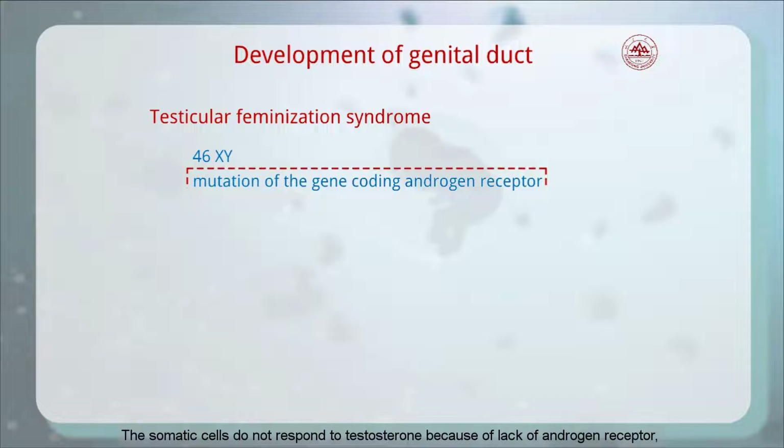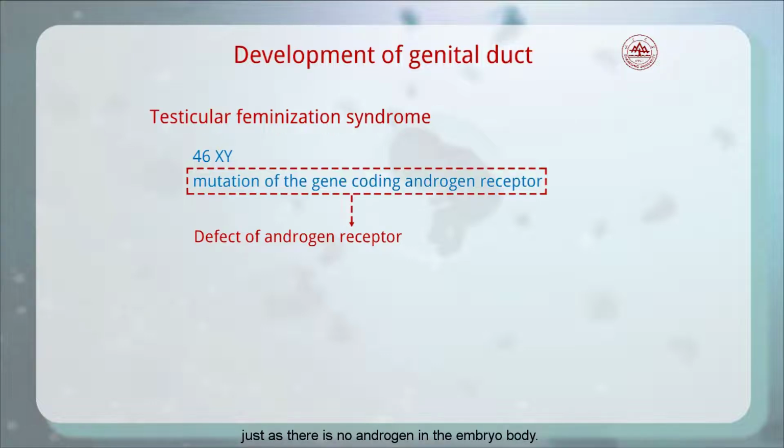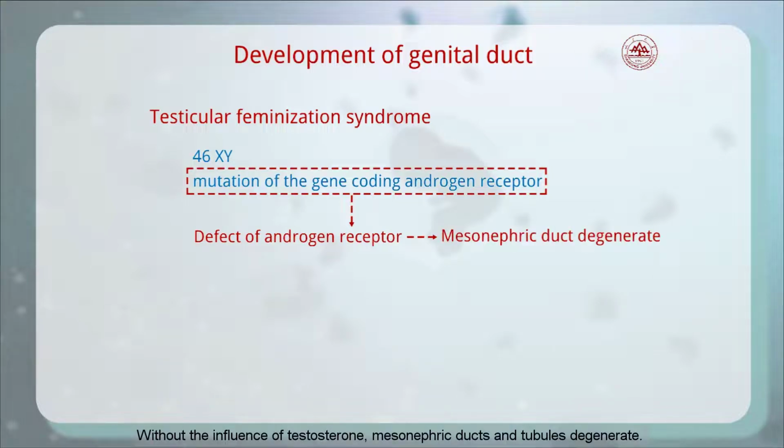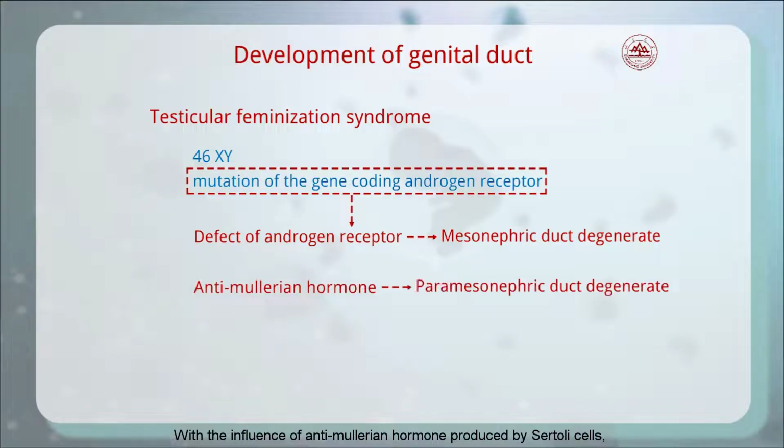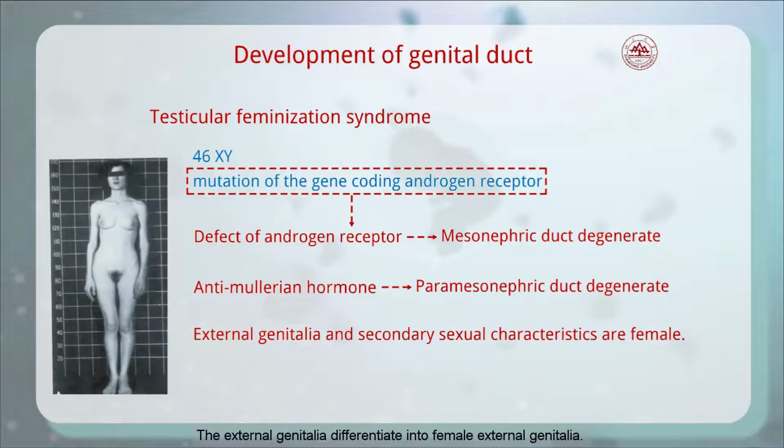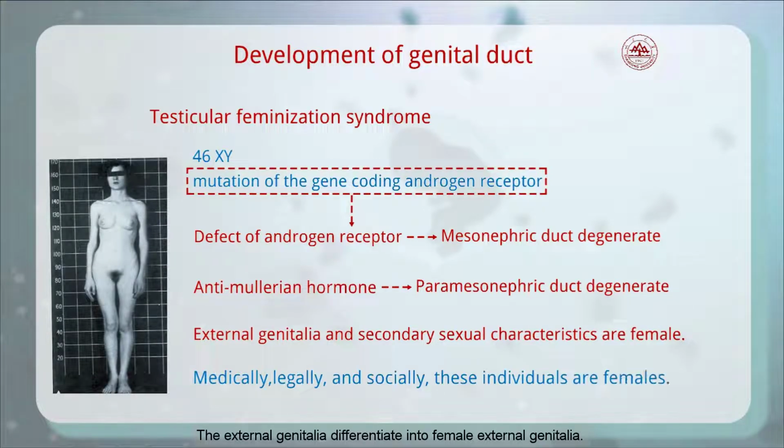The somatic cells don't respond to testosterone because of the lack of androgen receptor, just as if there were no androgen in the embryo's body. Without the influence of testosterone, the mesonephric ducts and tubules degenerate. With the influence of the anti-Müllerian hormone produced by Sertoli cells, the paramesonephric ducts also degenerate. The external genitalia differentiate into female external genitalia.